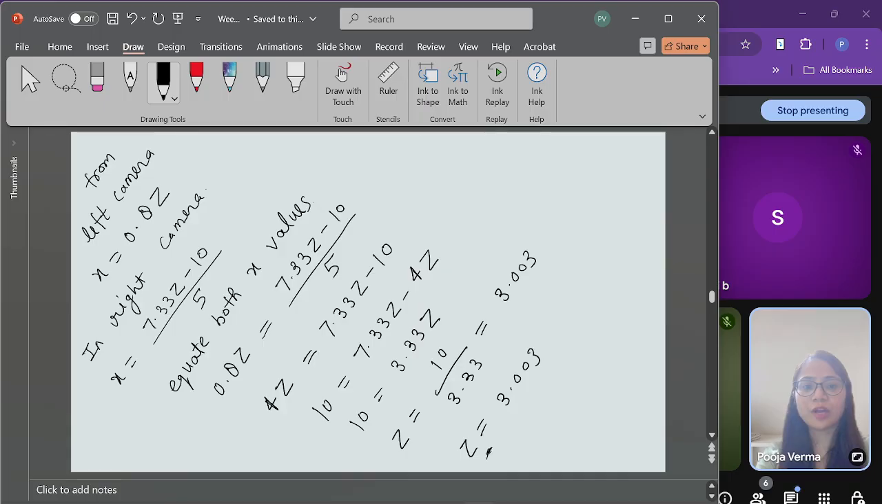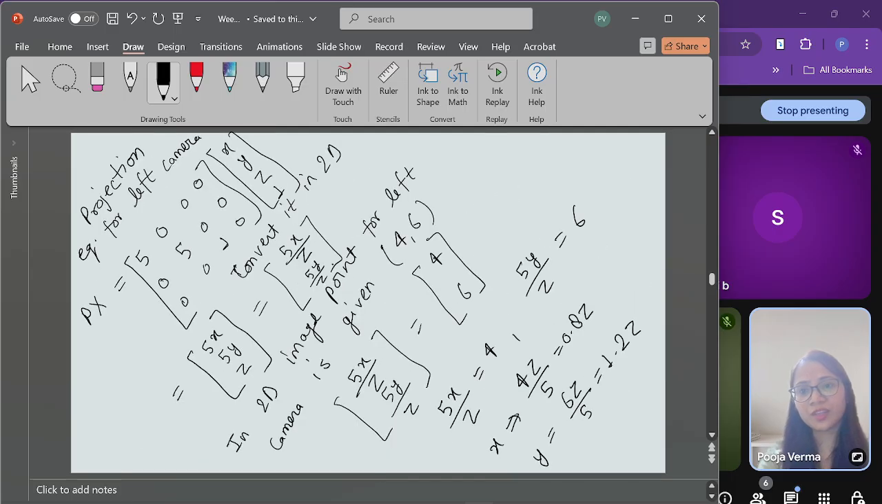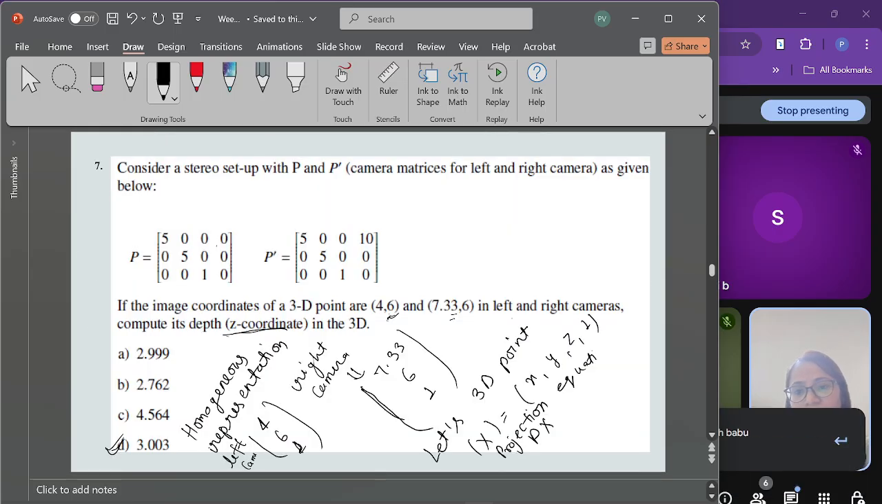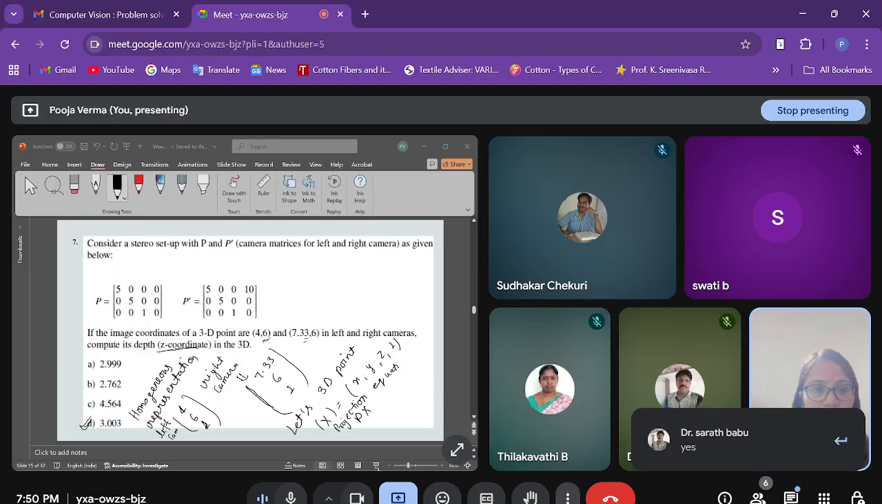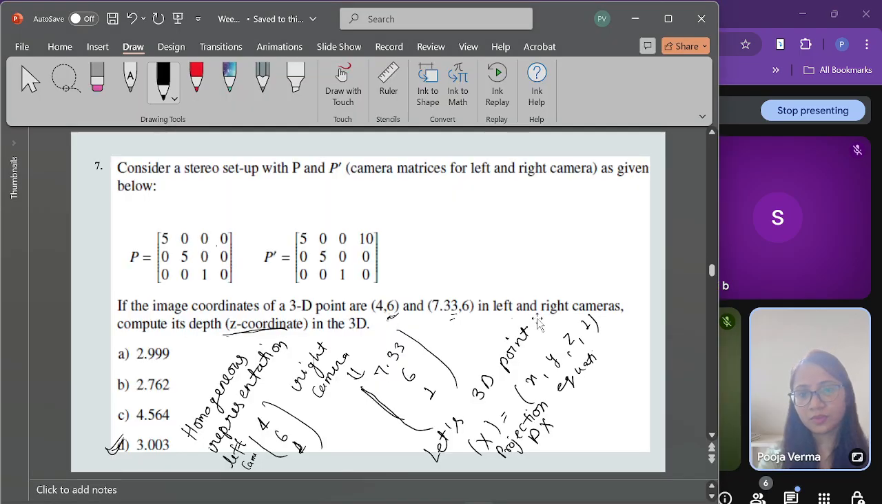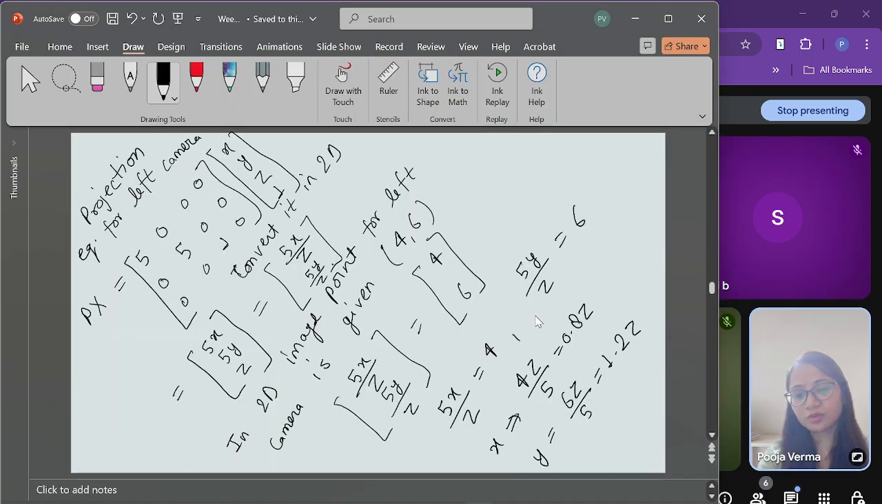Z value that we have got, yes ma'am, 3.003. So option D is the correct answer, that is matching with option D. Okay. So now moving to the next question.